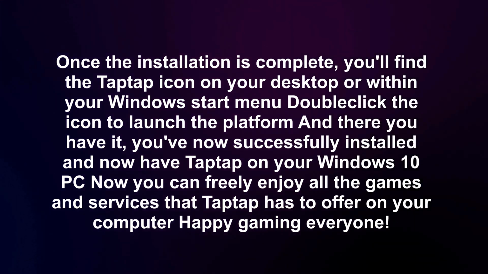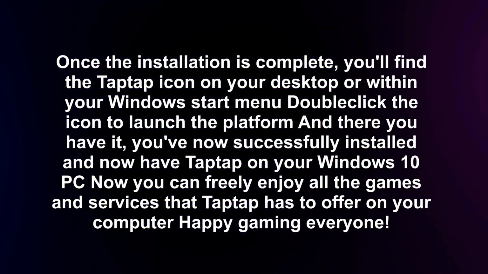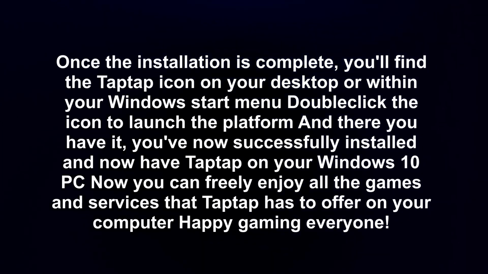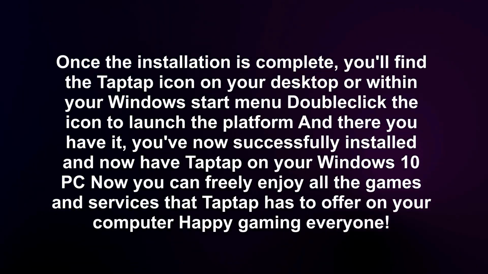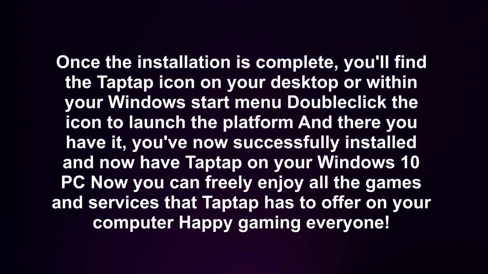Once the installation is complete, you'll find the TapTap icon on your desktop or within your Windows Start menu. Double-click the icon to launch the platform and there you have it. You've now successfully installed and now have TapTap on your Windows 10 PC. Now you can freely enjoy all the games and services that TapTap has to offer on your computer.